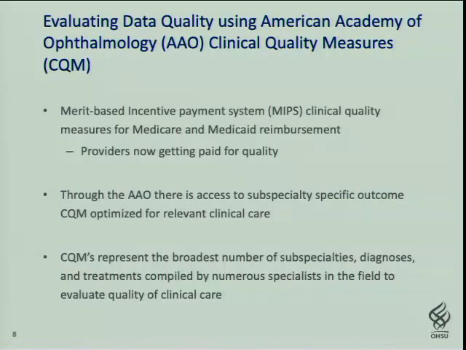So through the AAO, there is access to subspecialty-specific clinical quality measures that are optimized for relevant clinical care. Specifically, the IRIS Registry, Intelligent Research in Sight, helps to address some of these issues in data quality, as providers have complained that measures are not necessarily relevant or there's not enough data within their subspecialty fields to report on them. So I'm using 3 measures through the IRIS to do this. And the clinical quality measures themselves represent the broadest number of subspecialties, diagnoses, and treatments, which are compiled by various specialists within these specialties, and they agreed on the best methods to assess the common treatments and the outcomes of those.